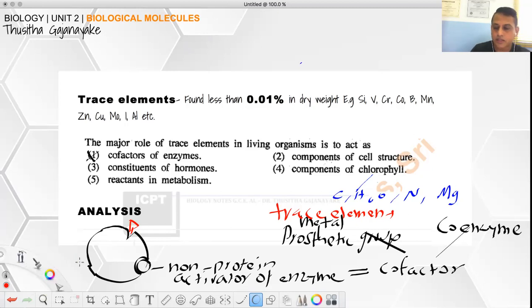Also remember, coenzymes. The two most common coenzymes we're going to learn in the future in respiration are NAD and FAD. They are the names given for these non-protein molecules, nicotinamide adenine dinucleotide and flavin adenine dinucleotide. They are the coenzymes. Okay.